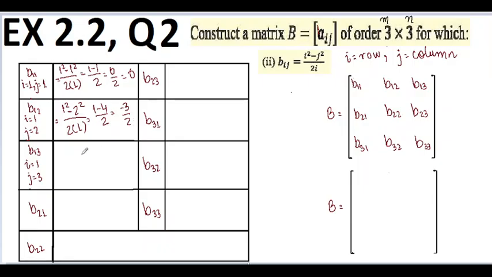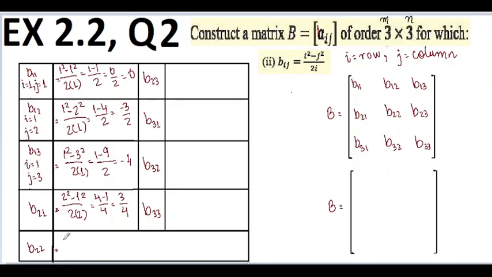minus 3 by 2. Now for B13, i equals 1, j equals 3, so (1 square minus 3 square) whole divided by 2 into 1. So we get 1 square is 1 minus 3 square is 9 whole divided by 2 into 1 gives us 2. 1 minus 9 is minus 8 by 2 gives us minus 4. Now B21, now I'm not going to tell you what is i equal to and what is j equal to. This is what you have to infer for yourselves. So we get (2 square minus 1 square) whole divided by 2 into 2 equals 4 minus 1 by 4, which is equal to 3 by 4.